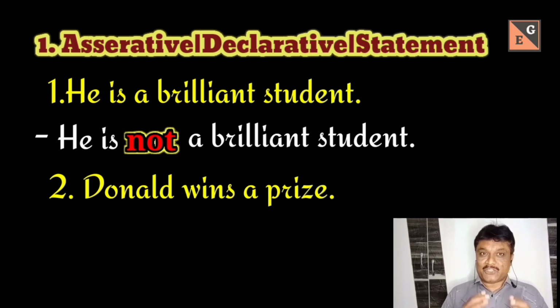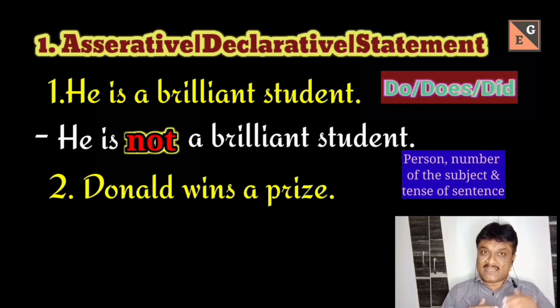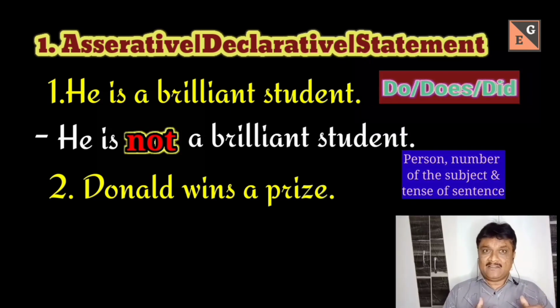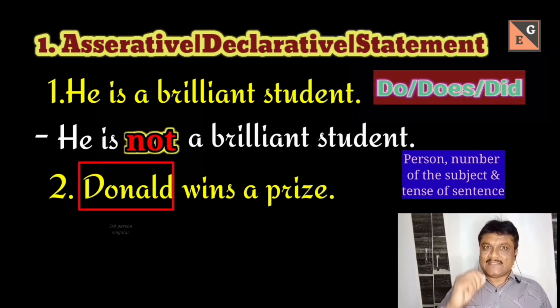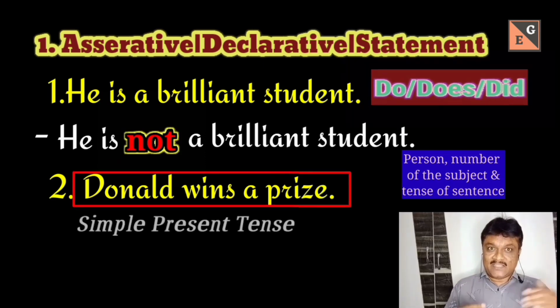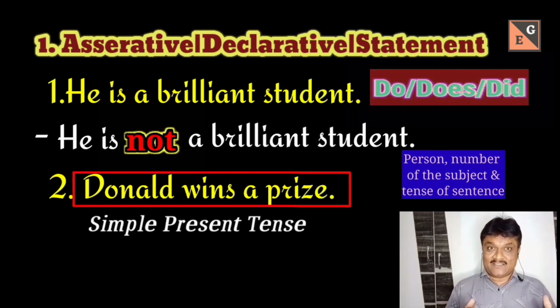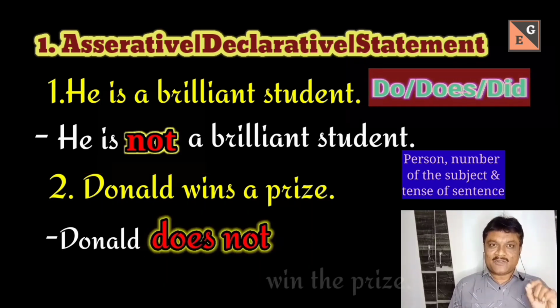That is, we should choose either do, does, or did, depending on the person and number of the subject and the tense of the sentence. In this case, the second sentence has Donald as a third person singular subject, and the tense of the sentence is simple present tense. So the sentence becomes, Donald does not win the prize.